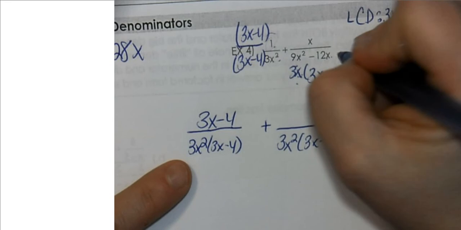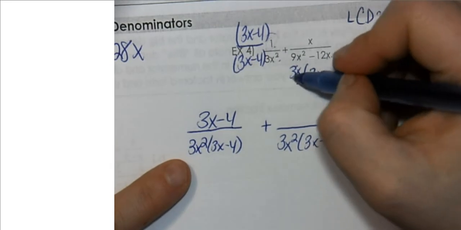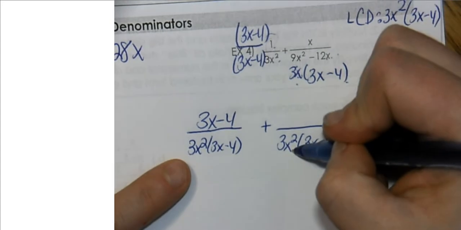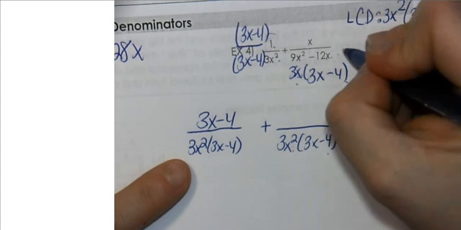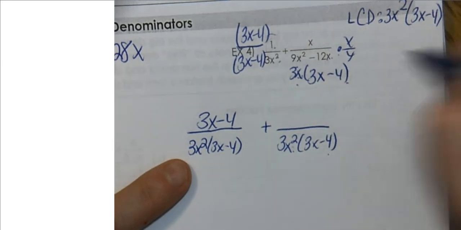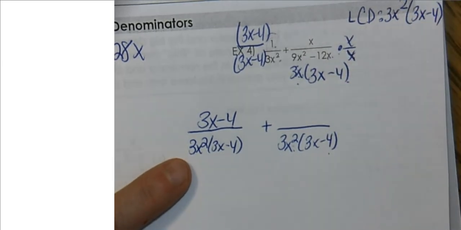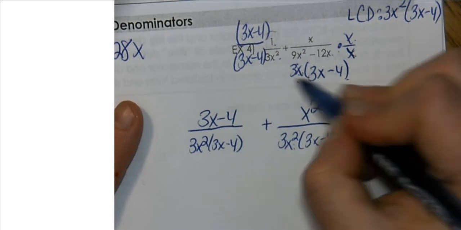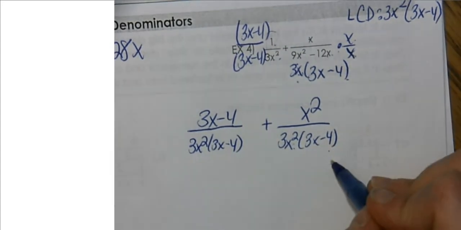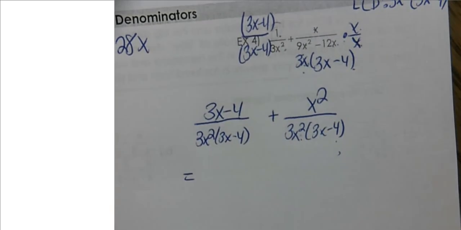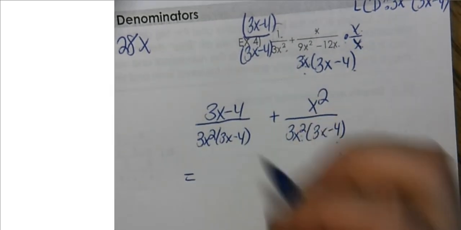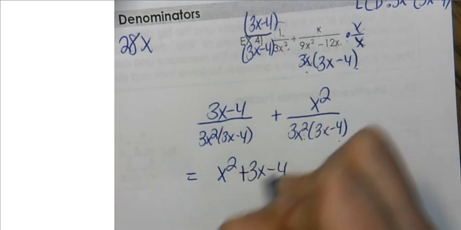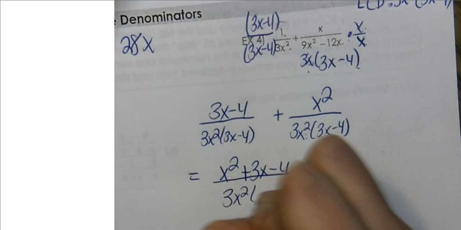The next fraction already has a 3 and an x, as well as the 3x minus 4, but it doesn't have an x squared, so it needs an additional x. So I'm going to multiply both the numerator and the denominator by x. x times x is x squared, and if I multiply by x, I'll end up with my common denominator. So now I'm going to combine my numerators, and I'm going to put that x squared first, so it's in standard form, of x squared plus 3x minus 4 all over 3x squared times 3x minus 4.